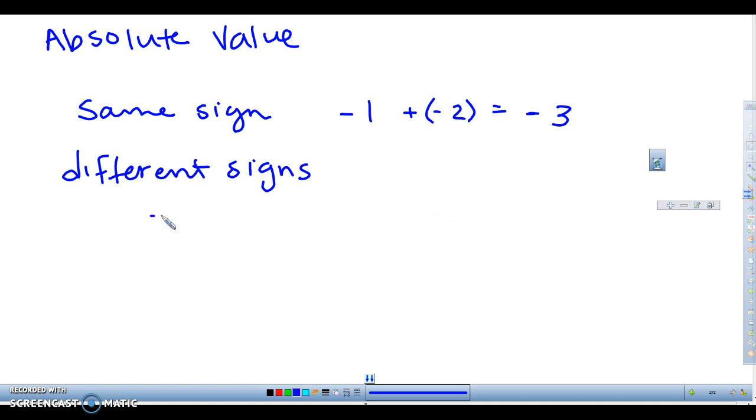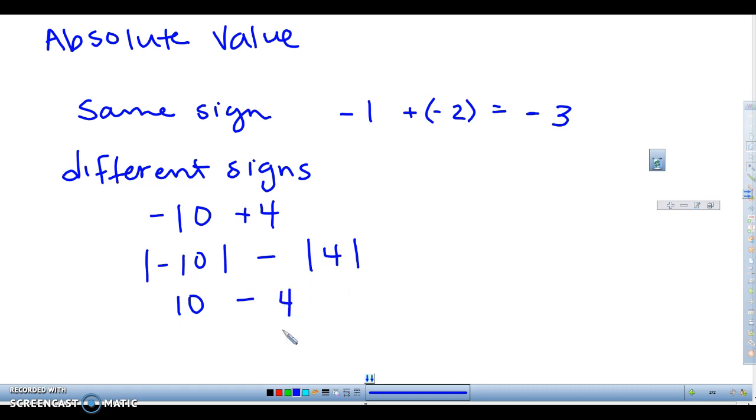So, if I have -10 plus 4, what I'm going to do is I look at them and I say, oh, those have different signs. So I'm going to subtract the absolute values. I'm going to take the absolute value of -10 and subtract the absolute value of 4. The absolute value of -10 is 10, minus the absolute value of 4 is 4. 10 minus 4 is 6. I'm going to put that 6 off to the side.